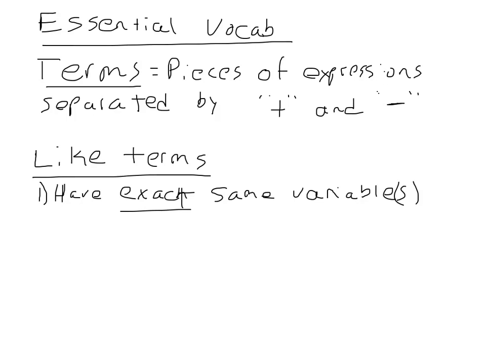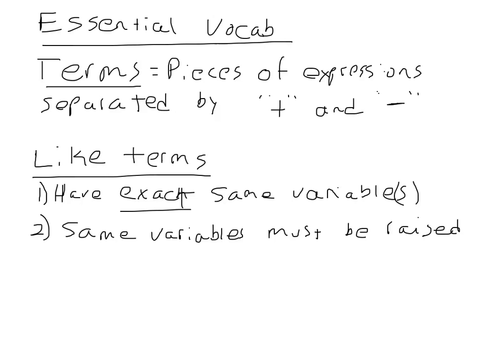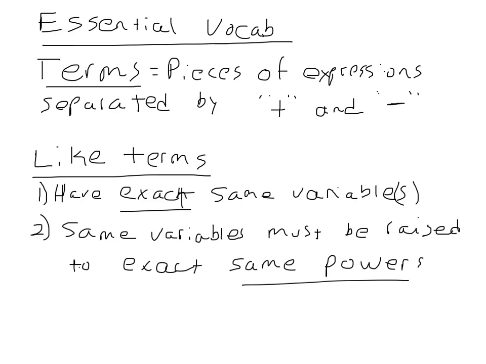Okay. The second rule, in order for things to be like terms, again, they must have both of these, is that the same variables must be raised to exact same powers. Okay? So here's the key on this. Same variables, same powers. Those are the 2 rules for like terms. If you don't have that down yet, hit pause and get that down.